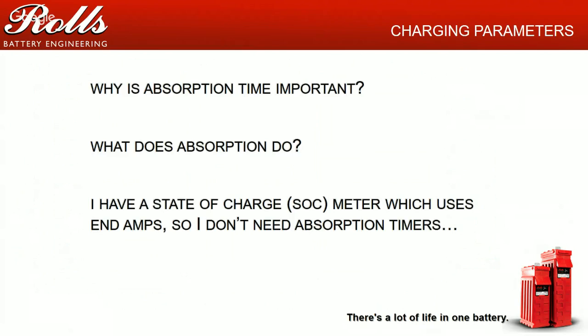A lot of customers will get a hold of me and say, "Well, I have a state of charge meter which is using end amps, so I don't need to use absorption timers." That's actually an incorrect statement, because both the state of charge meter and the absorption times need to work together. Ideally, if you have a healthy battery bank, using a state of charge meter and shutting off via 1 to 2% of end amps is more accurate. But if your batteries are unhealthy and you're still using that SOC meter, then you can go through your bulk stage too fast, and then you never really complete an absorb, and it just exacerbates the problems.